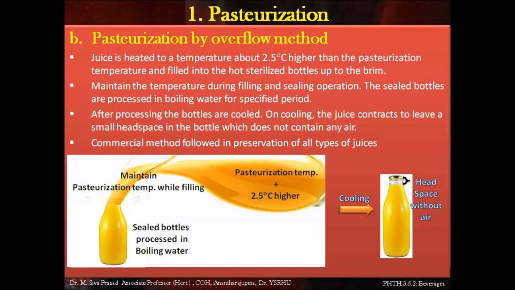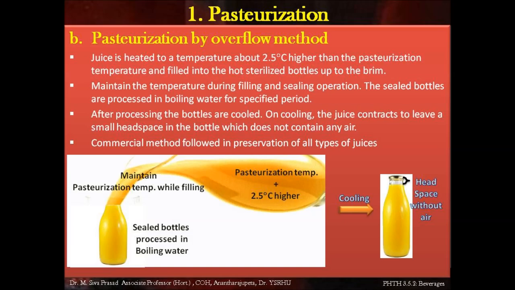As you can see in the picture, you see the pasteurization temperature plus 2.5 degrees Celsius higher temperature. You have already heated the juice with an additional 2.5 degrees Celsius, and then you pour this juice into the bottles. While pouring, the temperature should not fall below the pasteurization temperature, or even while sealing the bottle. So the juice will be in a very hot condition, and in this hot condition you pour it into the bottles, filling them up to the brim without leaving any headspace.